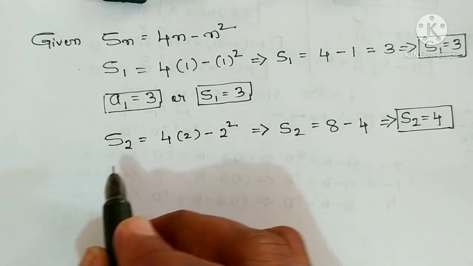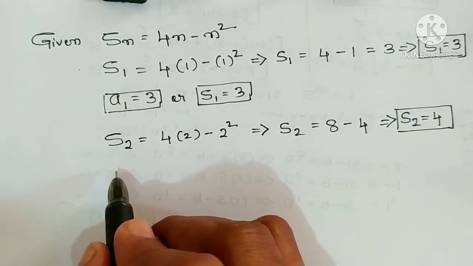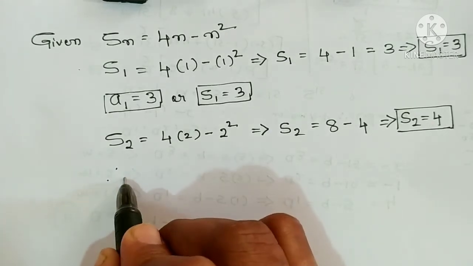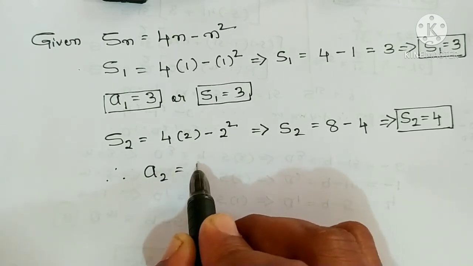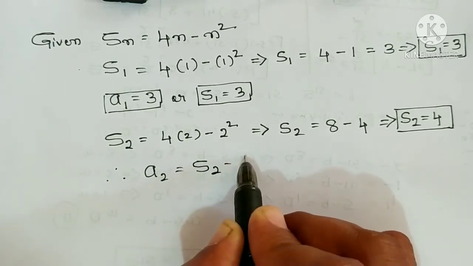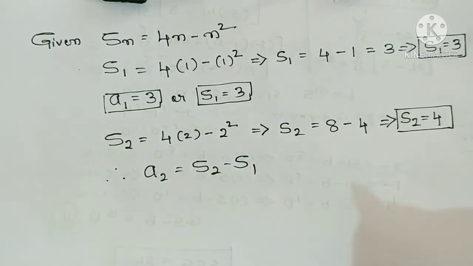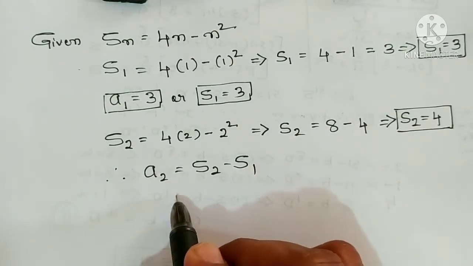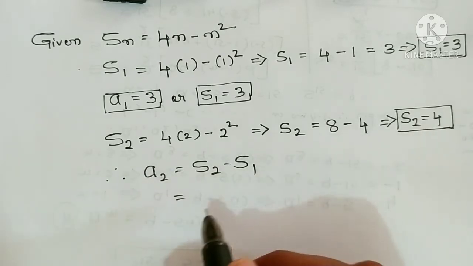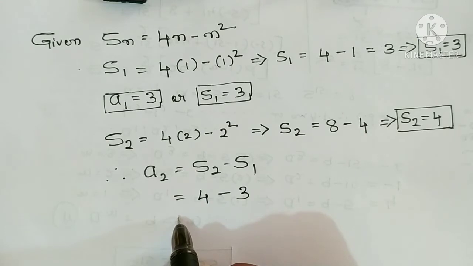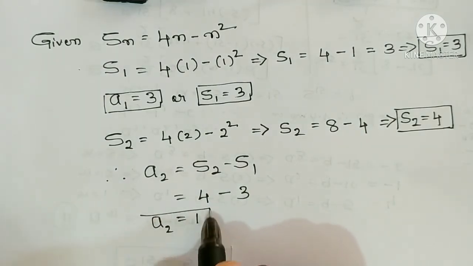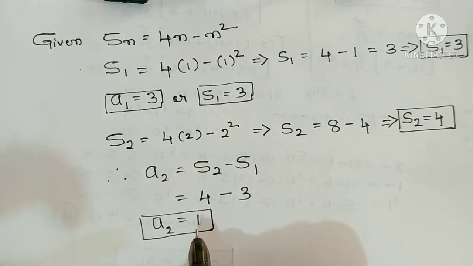Okay. Now to find the second term, A2 is equal to S2 minus S1. So here what is S2? 4, minus S1, that is 3. Now 4 minus 3 is equal to 1. So here we got the second term, that is A2 is equal to 1.